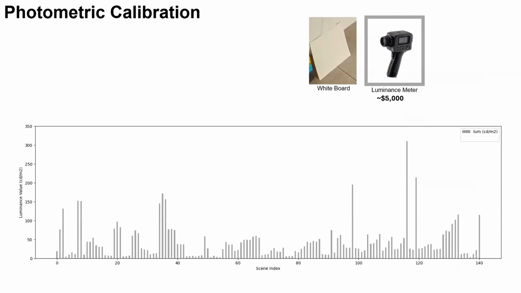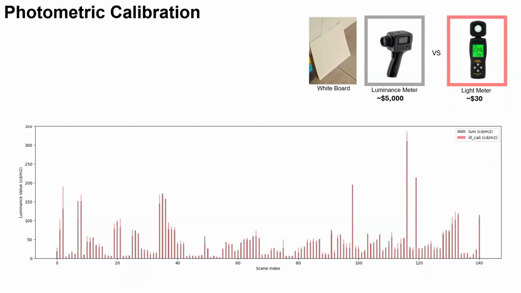Now the point is how accurate this method is. During data collection, I actually implemented two different methods. First one is standard luminance meter. I measure the target luminance on the whiteboard for all the scenes, 141 scenes. And then use low-cost photometric calibration. After calibration, then select the luminance from the calibrated HDR to compare it with the ground truth luminance value. And then I can overlap the data together.